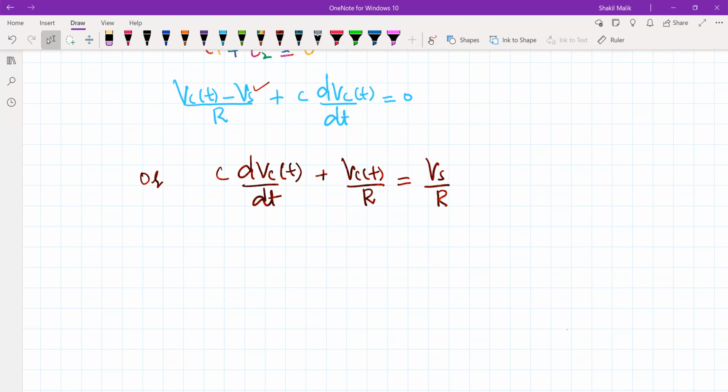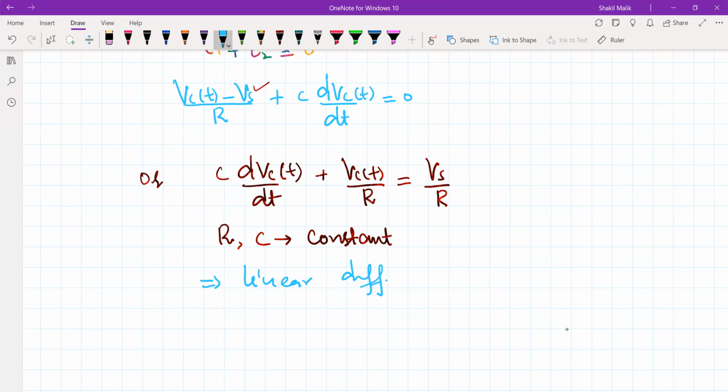So we must know how to solve this differential equation. Now have a look at this differential equation. If R and C are constants, then this differential equation is a linear differential equation.